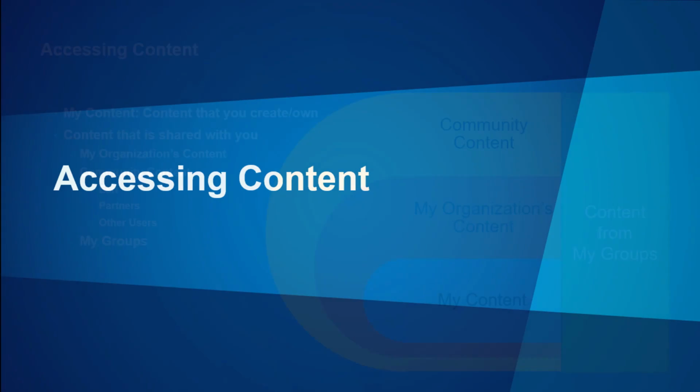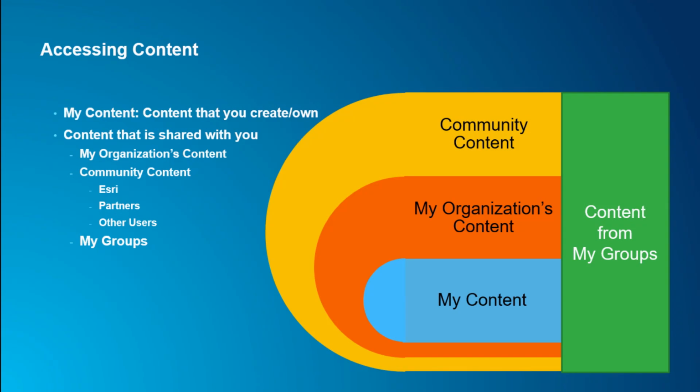And how do you access content? Content may be your own content. Your user generated content, you'd access it through My Content. Content may be available to you because it's been shared with your organization. That's my organization's content. And if it's featured content, you'd find it in the gallery in ArcGIS Online. And other content in your organization is available for you to search and find.